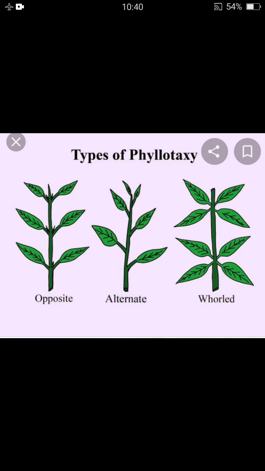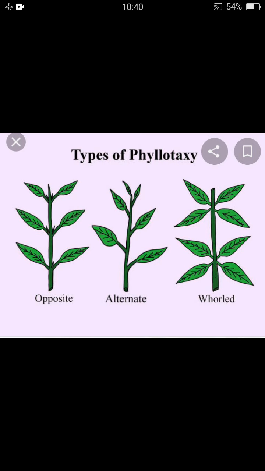Next, alternate. In the alternate type of phyllotaxy, a single leaf arises at each node in an alternate manner. At each node only one leaf is present. Example, China rose, it means hibiscus. And one more example, mustard. And even we can see it in sunflower plants also. Remember these examples. Next, lastly, whorled phyllotaxy.